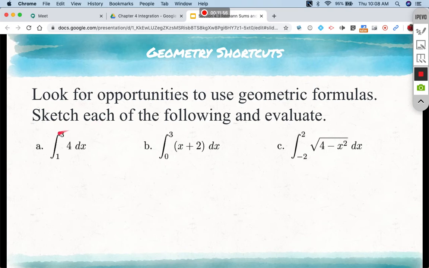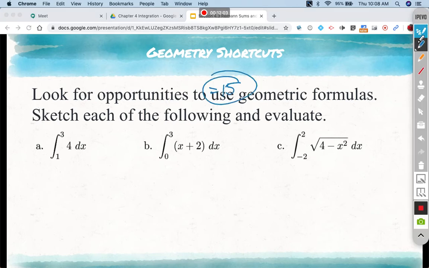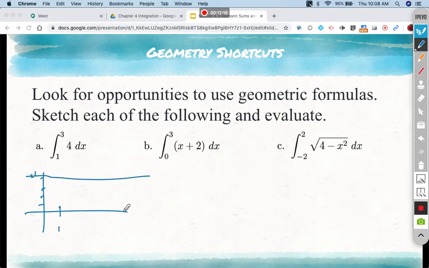Because again, if this is just the area between the curve and the graph, look for opportunities that you can just say, oh, if I'm looking at 4 dx, that's this function here. I'm looking from 1 to 3. I want this area. That's just a rectangle. That's 4 by 2. That's 8.